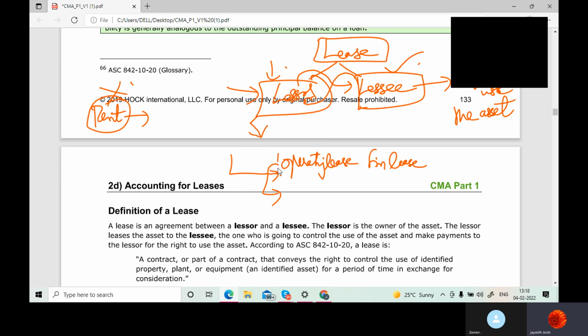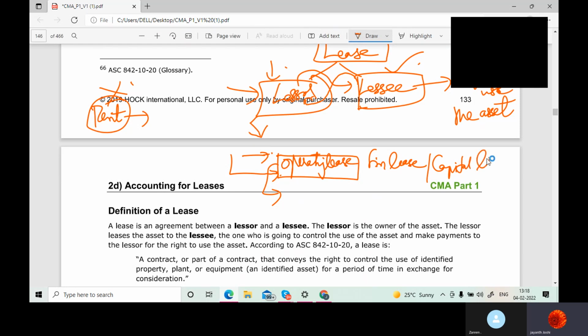Okay. Generally, the difference between the operating lease and finance lease is this. Operating lease can also be for a longer period of time, but generally for short-term assets and the assets which you don't want to use for a very long period of time, you go for operating lease. And there's a difference between operating lease and finance lease. Finance lease can also be termed as capital lease. The difference I'm explaining very clearly.